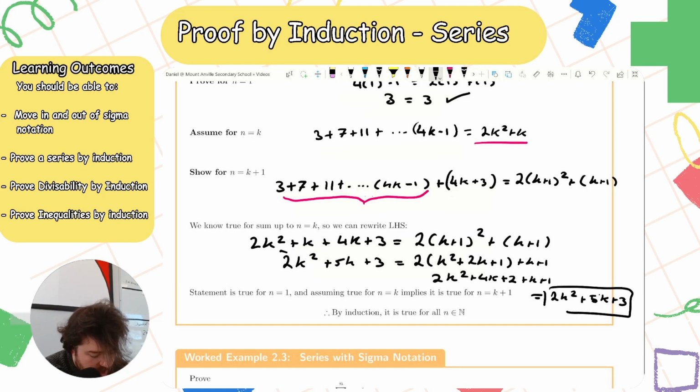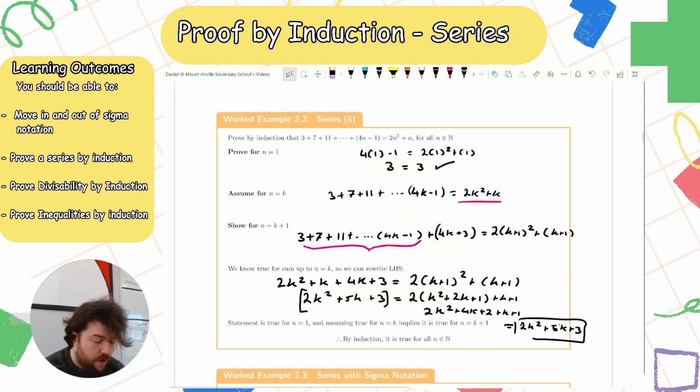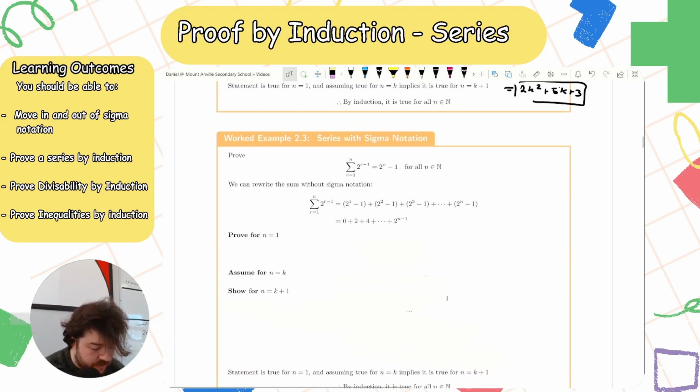And would you look at that? I've proven my left-hand side is equal to my right-hand side. So the statement is true for n equals 1. Assuming true for n equals k implies it's true for n equals k plus 1. So by induction it is true for all values of n, elements of natural numbers.